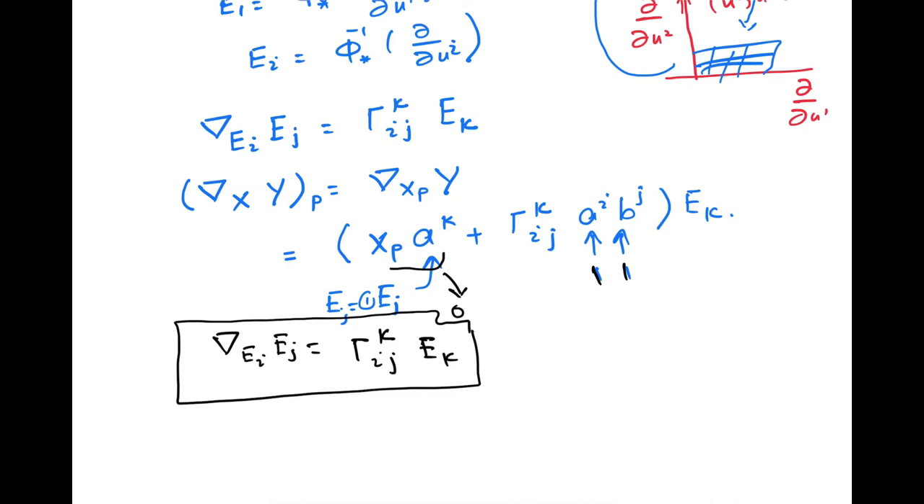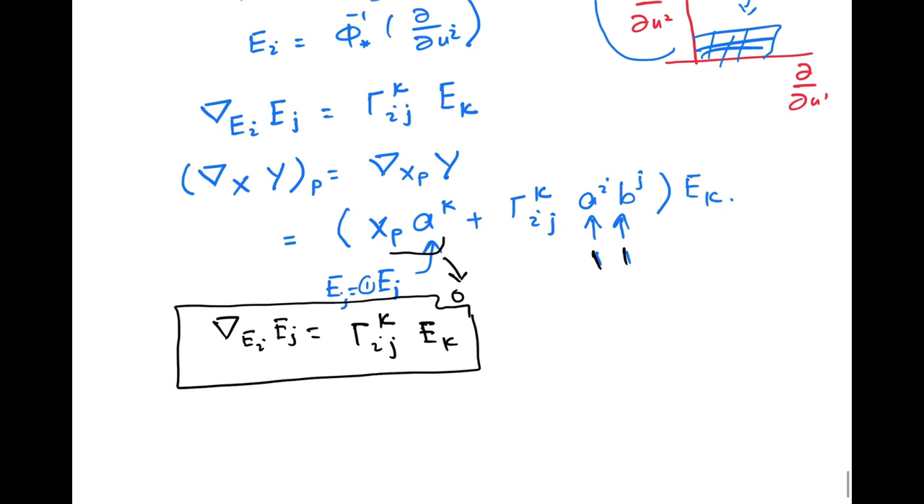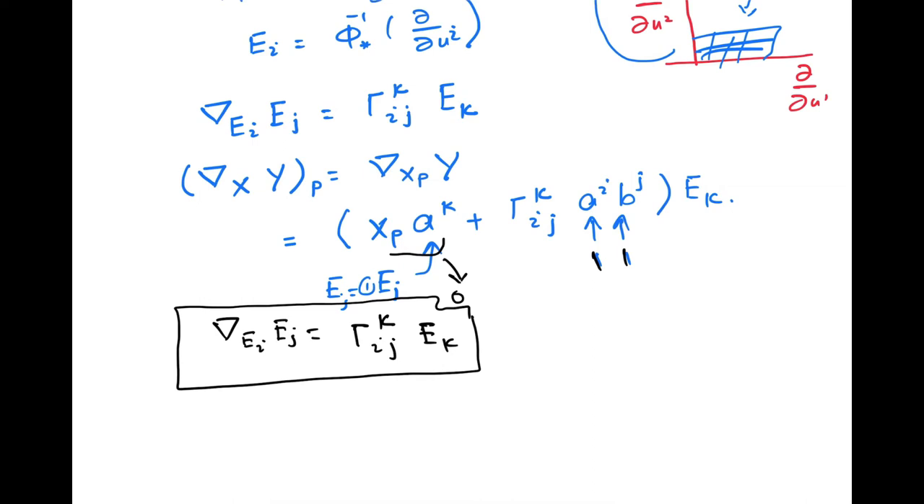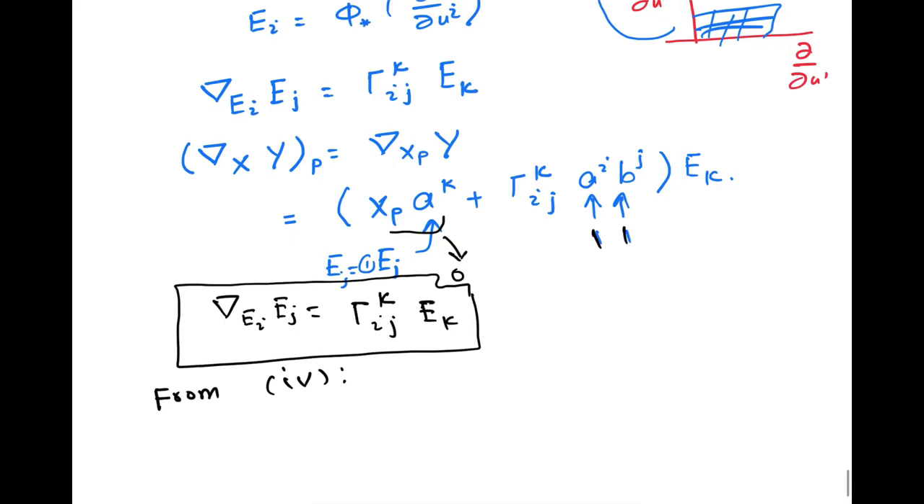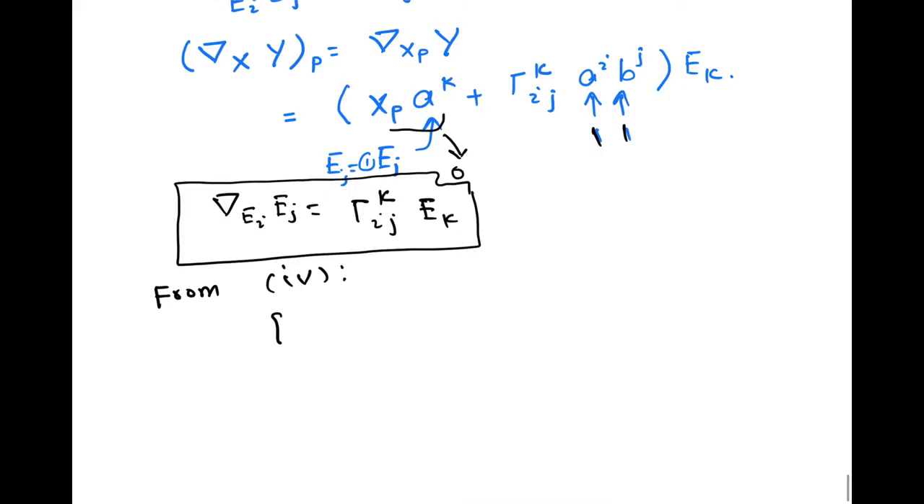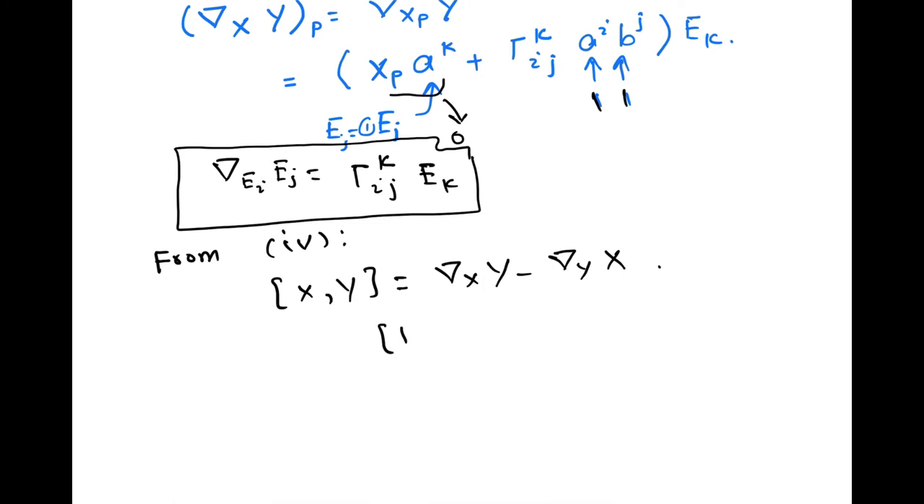Now I am using the fourth property, the fourth axiom of the Riemannian connection. From the fourth axiom, I know that the bracket [X, Y] should be equal to del_X Y minus del_Y X. Now if I have [E_i, E_j], its commutator or Lie bracket is actually 0. You can verify this; it is a very simple exercise, so I leave it as an exercise for you. This thing is actually 0.